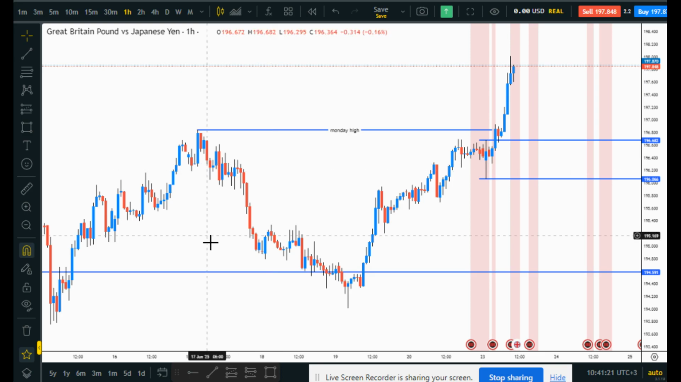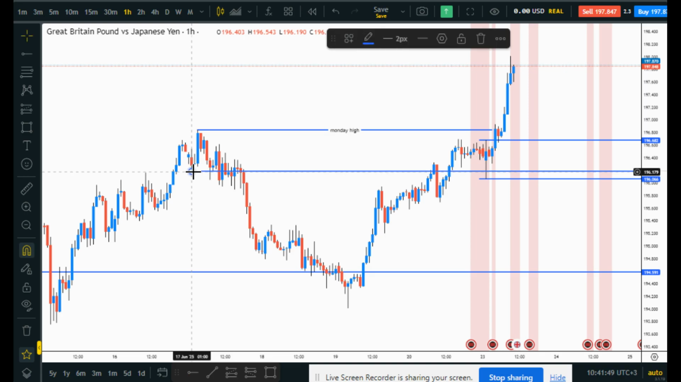What I did is that there was a level here, which was, we did have a high, a low, and a high. Then the market shifted at this point here. This is where the market shifted and started a trend to the downside. As you can see here, the market started a trend to the downside.